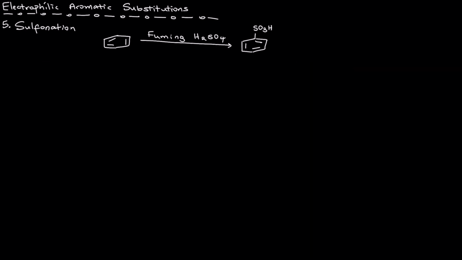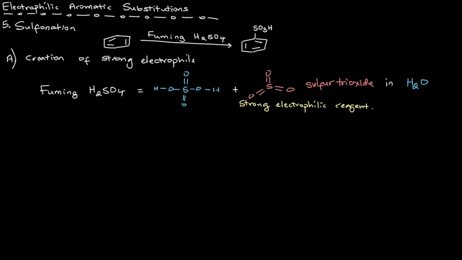Okay, and then we're going to cap this video off with the reactions that involve the Brønsted acid. So we start with the sulfonation reaction where we take our benzene, react that with fuming H2SO4. We would end up with our sulfonate group on our benzene ring in pretty high yields. And the key thing to note here for the creation of the strong electrophile is that fuming H2SO4 is actually equivalent to H2SO4, so the actual compound that we know, plus your sulfur trioxide gas, SO3 gas.